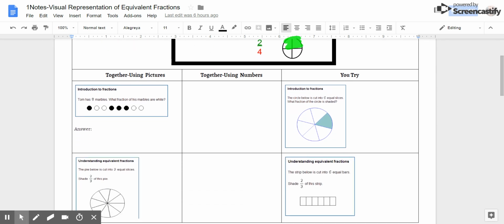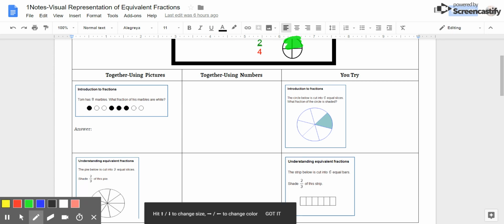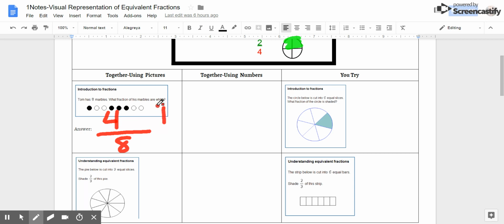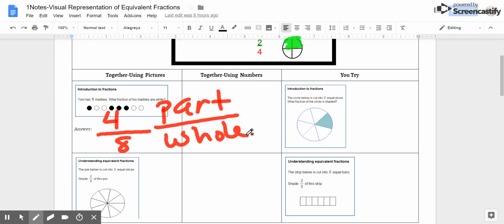Some other visual representations of what a fraction means we can look at with our marble question here. Tom has 8 marbles. What fraction of his marbles are white? So let's look at the whole part first. How many marbles total are there? There are 8 total marbles. How many of the marbles are white? There are 4 marbles that are white. So 4 is our part and 8 is our whole.